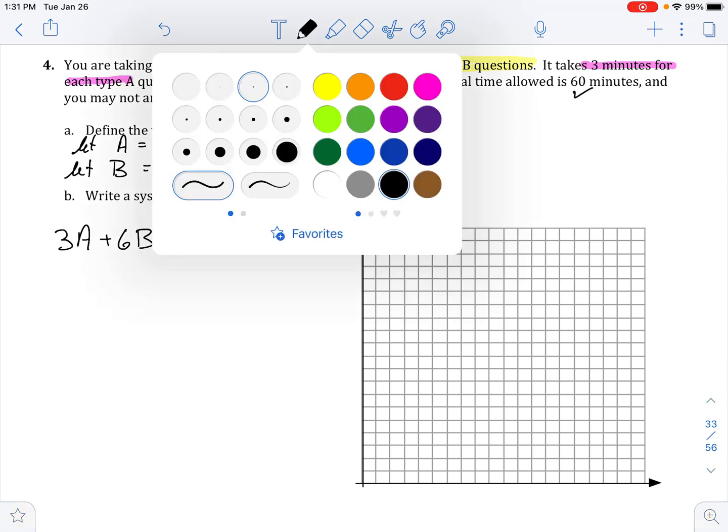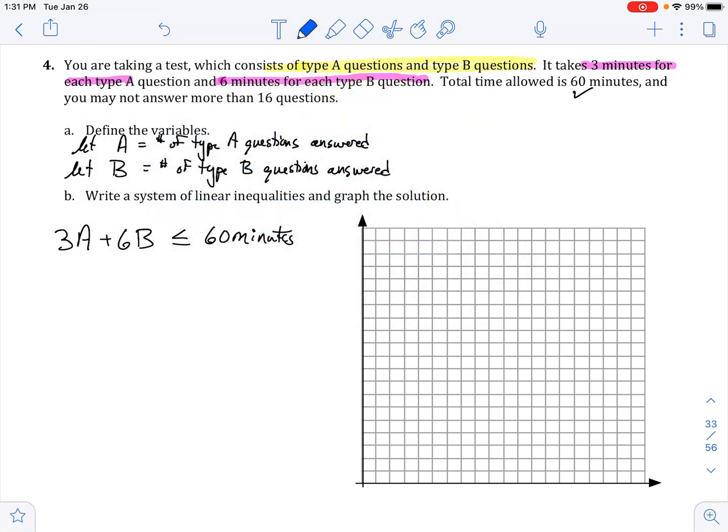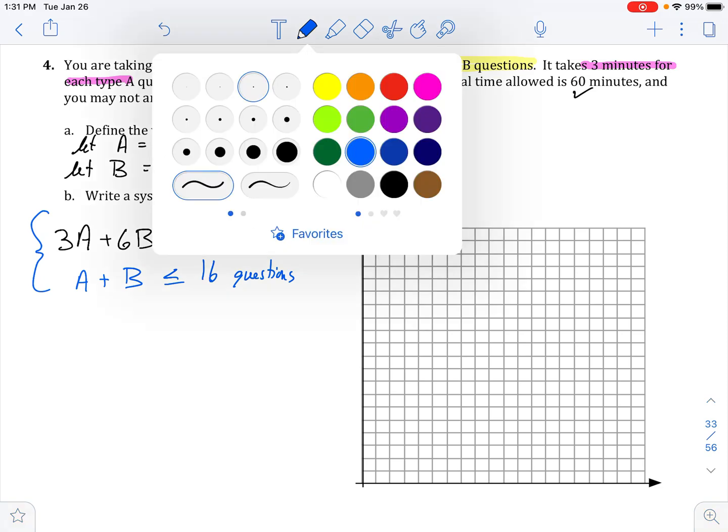If I want to make my system here, the other inequality I'm going to look at says that I can't answer more than 16 questions. So that tells me that the number of type A questions plus the number of type B questions has to be less than or equal to 16 questions. Again, that there is our system.